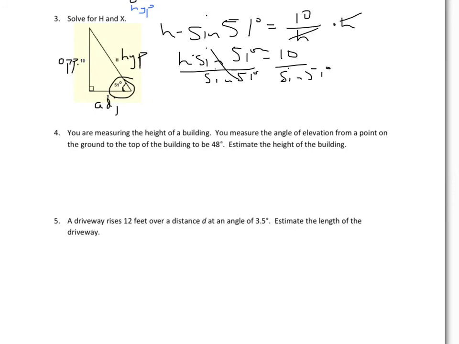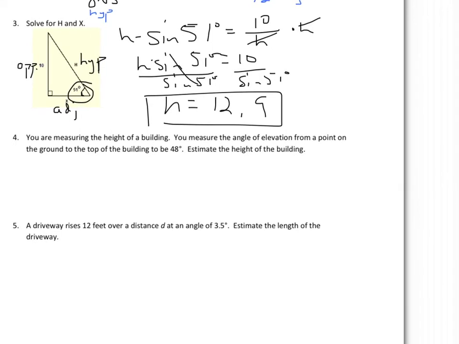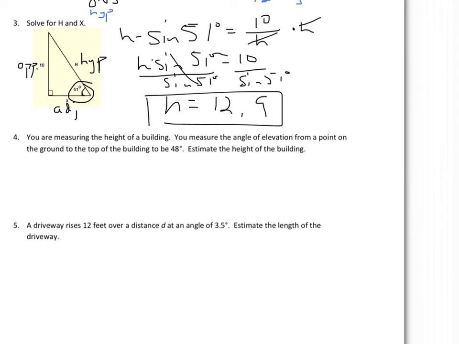Okay, so h will be by itself, and you type in your calculator 10 divided by sine 51 degrees, and you get 12.9. Okay, now that's h. Now once we have h, we can also do the same thing to get x, but we're going to have a different trig ratio. Okay, so to get x, we're going to use opposite over adjacent. So that's going to be tangent of 51 equals 10 over x.